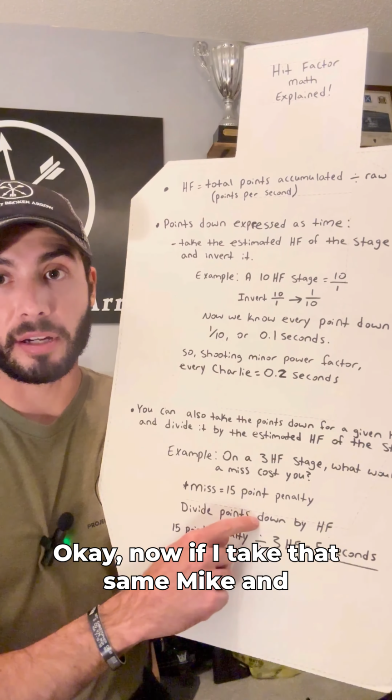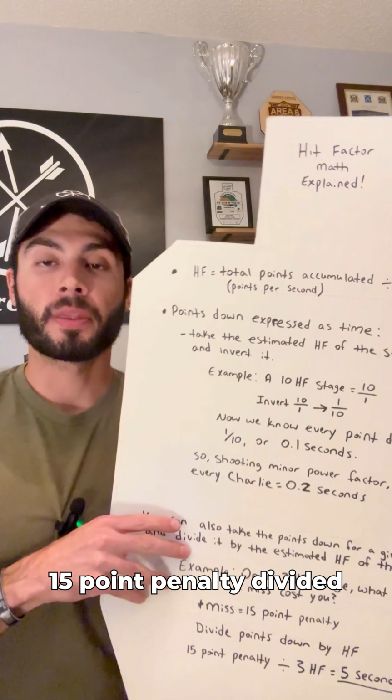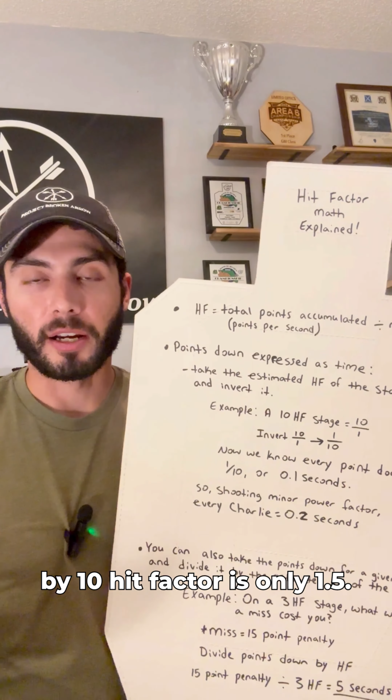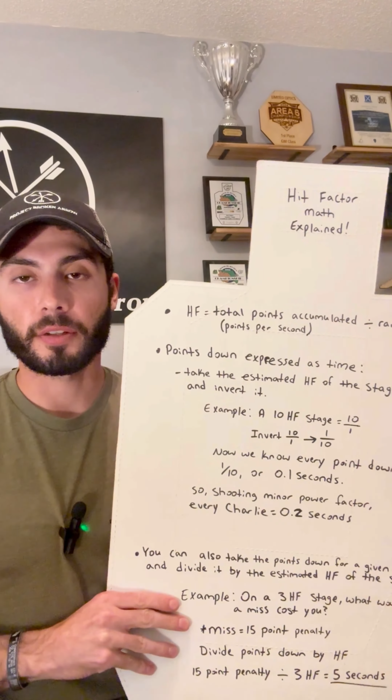Okay, now if I take that same mic and apply it to my 10 hit factor stage, 15-point penalty divided by 10 hit factor is only 1.5. So that mic was worth 1.5 seconds.